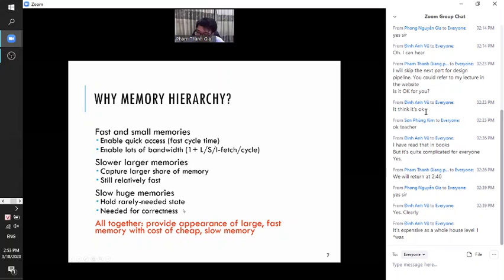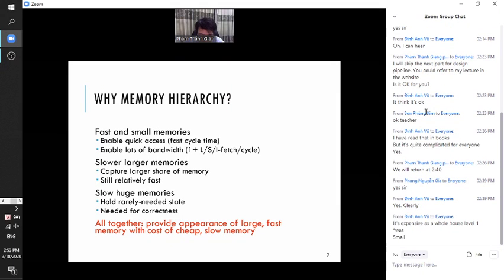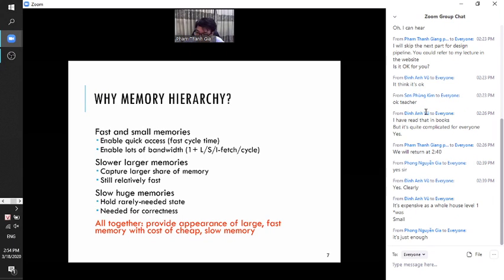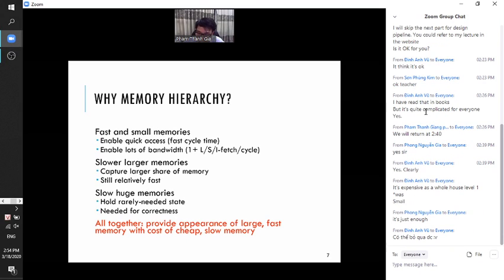Now, what about the hard disk? How big is it? 1 terabyte or 2 terabytes or small? Small, right? Just enough.